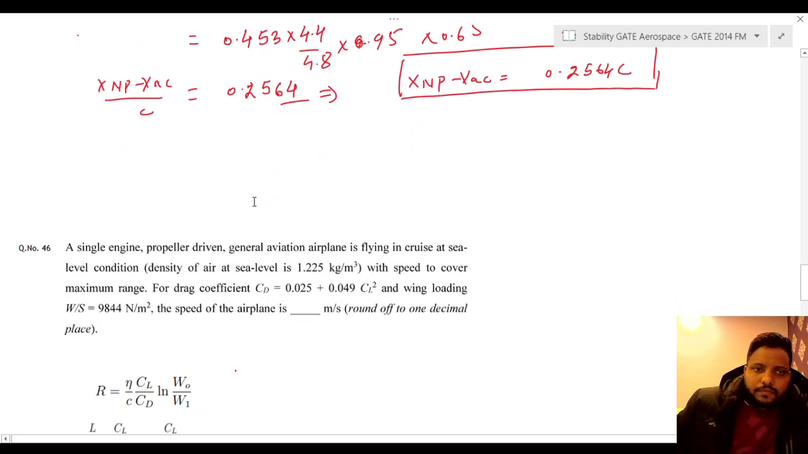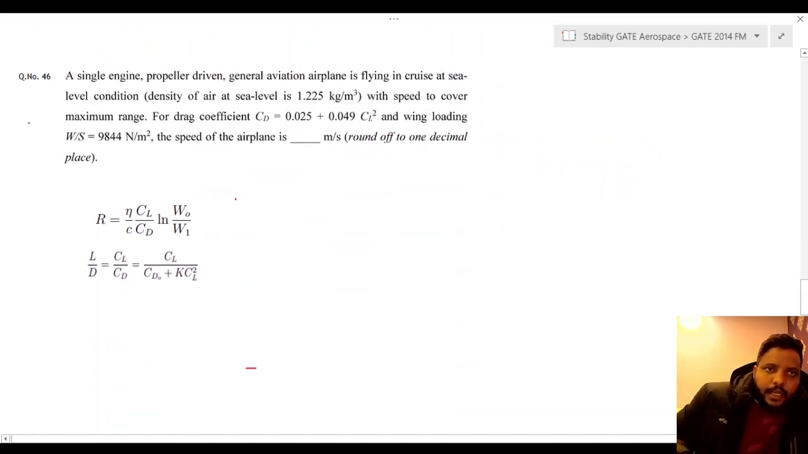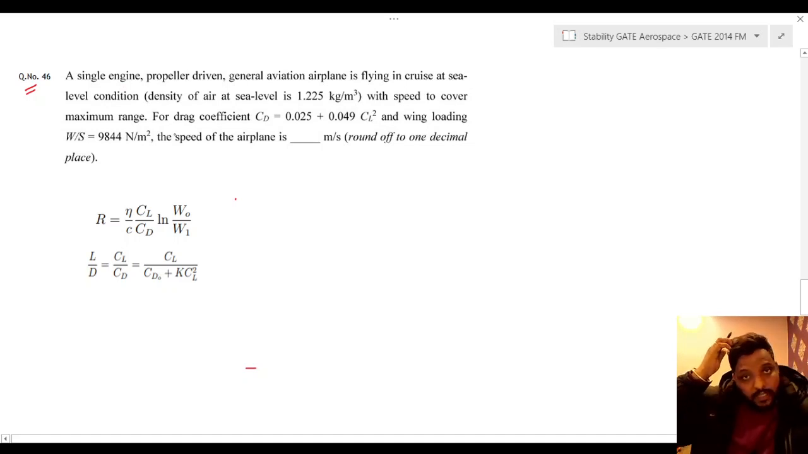Now the next question is question number 46. It states that a single engine propeller driven general aviation airplane is flying in cruise at sea level conditions. The density of air is given as 1.225 kg per meter cube, and we need the speed to cover maximum range. The drag coefficient is CD equal to 0.025 plus 0.049 CL square, and the wing loading is 9844 Newton per meter square. What would be the speed of the airplane? The condition here is given as maximum range.